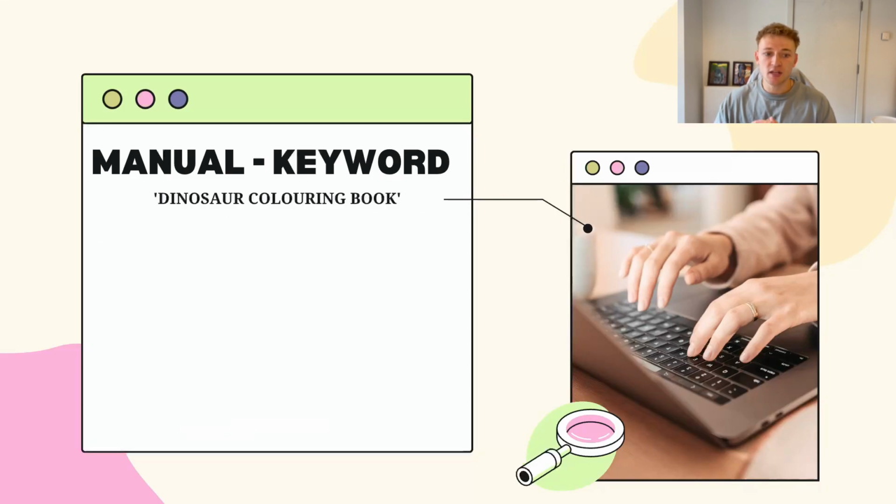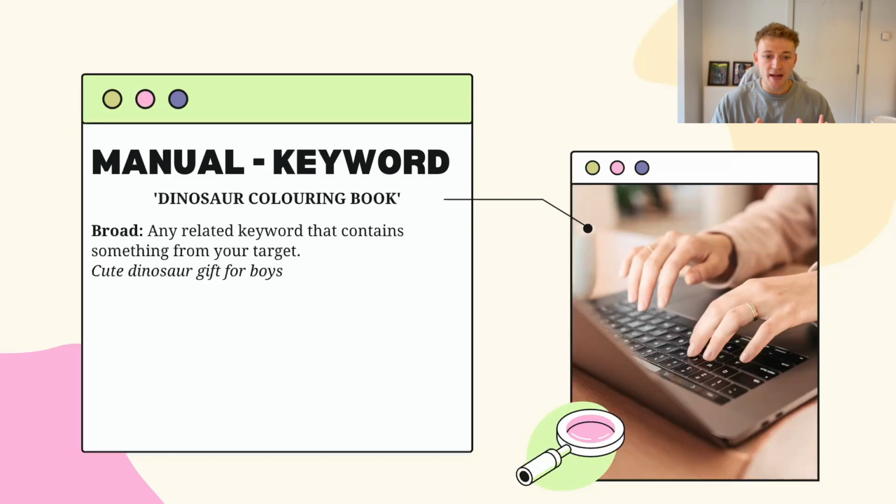Let's just take the example of the search term or the keyword dinosaur coloring book. So basically, a broad match is any related keyword that contains something from your target. So if this is our target for this specific example, because we've used a broad match type, it's going to match us with anything that contains something from our keyword target. So for example, cute dinosaur gift for boys is going to come up as a broad match because it has the word dinosaur in there. So that's how this targeting method works. Because it's called broad, it is obviously super broad and not as specific as you might want it to be, but it's really good for your book reach too. Again, dinosaur is the keyword that it's pulled out from here with the broad match.